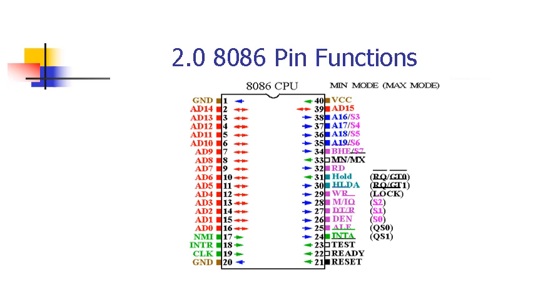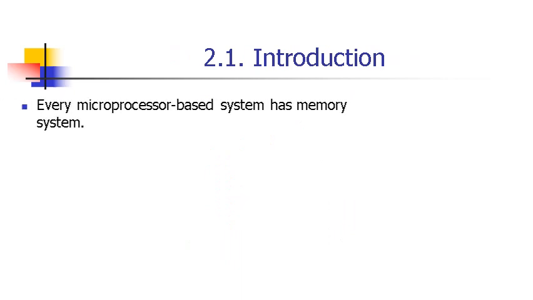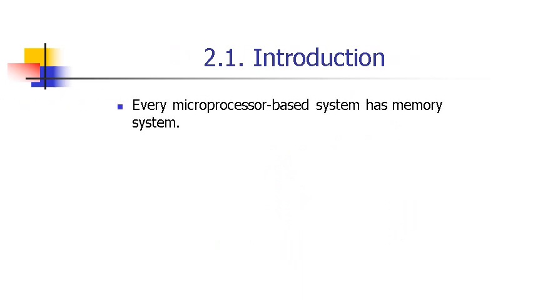Okay, we looked at this pin configuration in the previous lecture, and we should now comprehend what the function of each of these pins is. Every microprocessor based system should have some memory because, unlike microcontrollers where the memory is built in inside the chip, a microprocessor has to be interfaced with external memory devices.